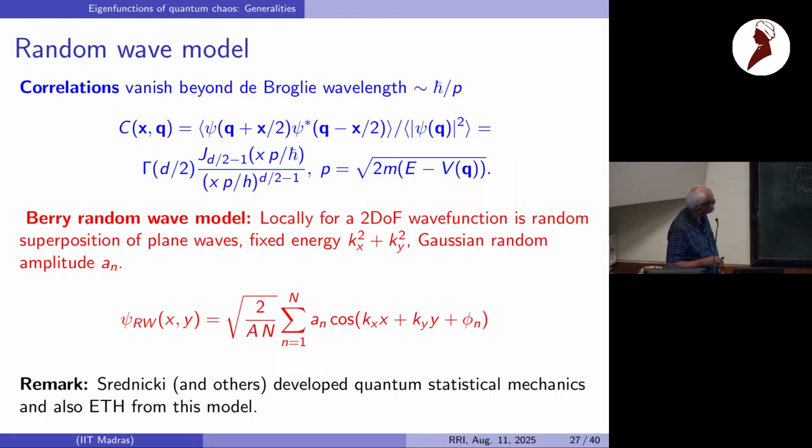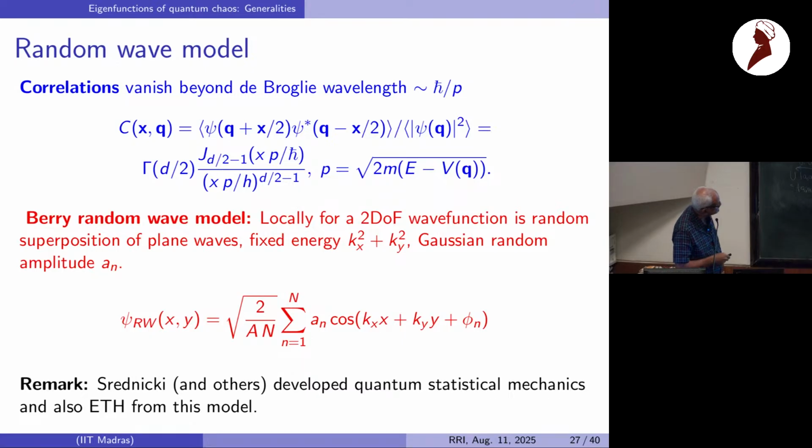So what it means is that this correlation dies down for x much larger than h bar by p, which is the de Broglie wavelength. Okay, so it's a very short correlation length of these wave functions in this situation. So these were all coming from this particular Berry-Voros hypothesis.